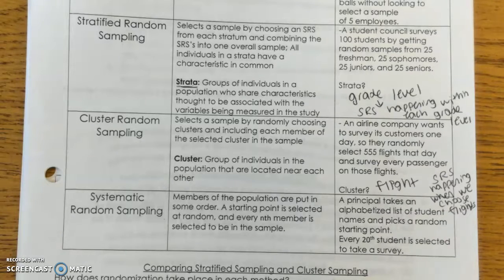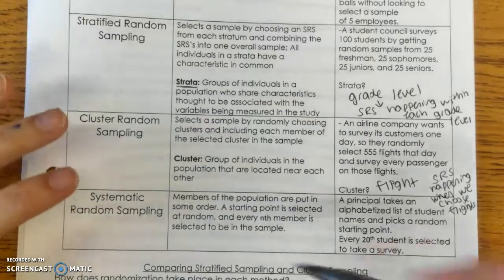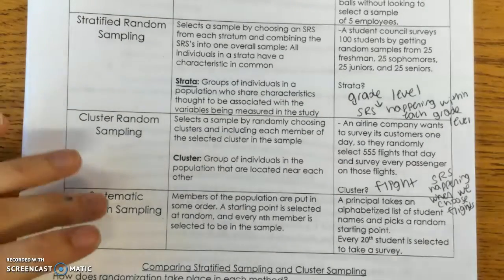Another example, a principal takes an alphabetized list of student names and picks a random starting point. From that starting point, every 20th student is selected to take a survey. So everyone has an equally likely chance to be selected to take the survey. We pick a random starting point, and then every 20th person after that is selected.